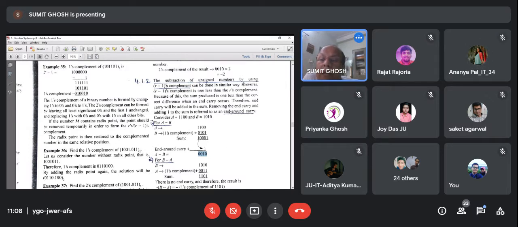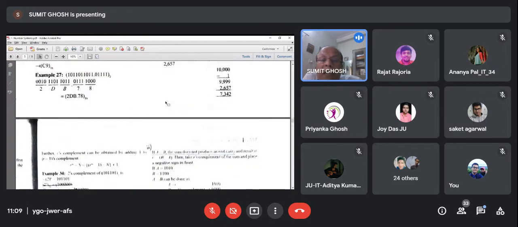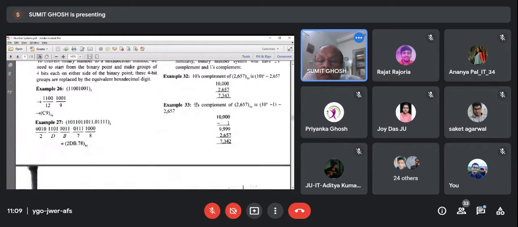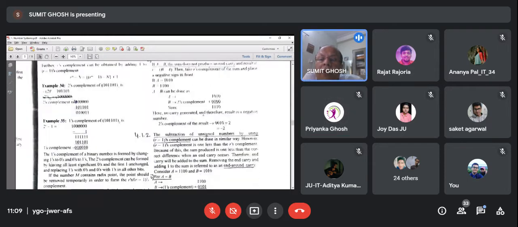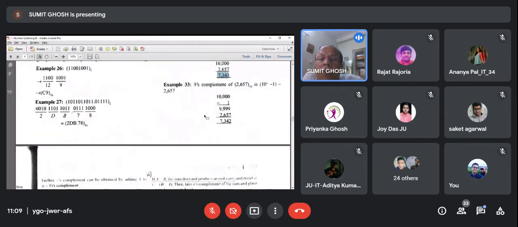But why is this rule there? There must be some logic. Why do you have to add this end-around carry? Because now we are using 1's complement. Now the 1's complement result is 1 less than the 2's complement. Clear or not? Earlier we have seen that the 9's complement of 7342 is 1 less than the 10's complement. Yes or no? We have seen this. Yes, sir. Similarly, 1's complement is 1 less than 2's complement.